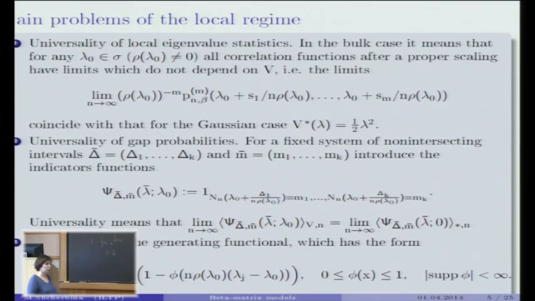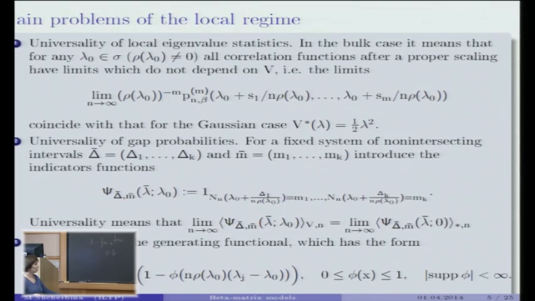This is the universality of correlation function. And the universality of the gap probability is just, okay, what is the gap probability? Gap probability is the probability to find some interval empty of the eigenvalues. I will consider a little bit more general probability, which I will also call gap probability, although it's not a gap at all.